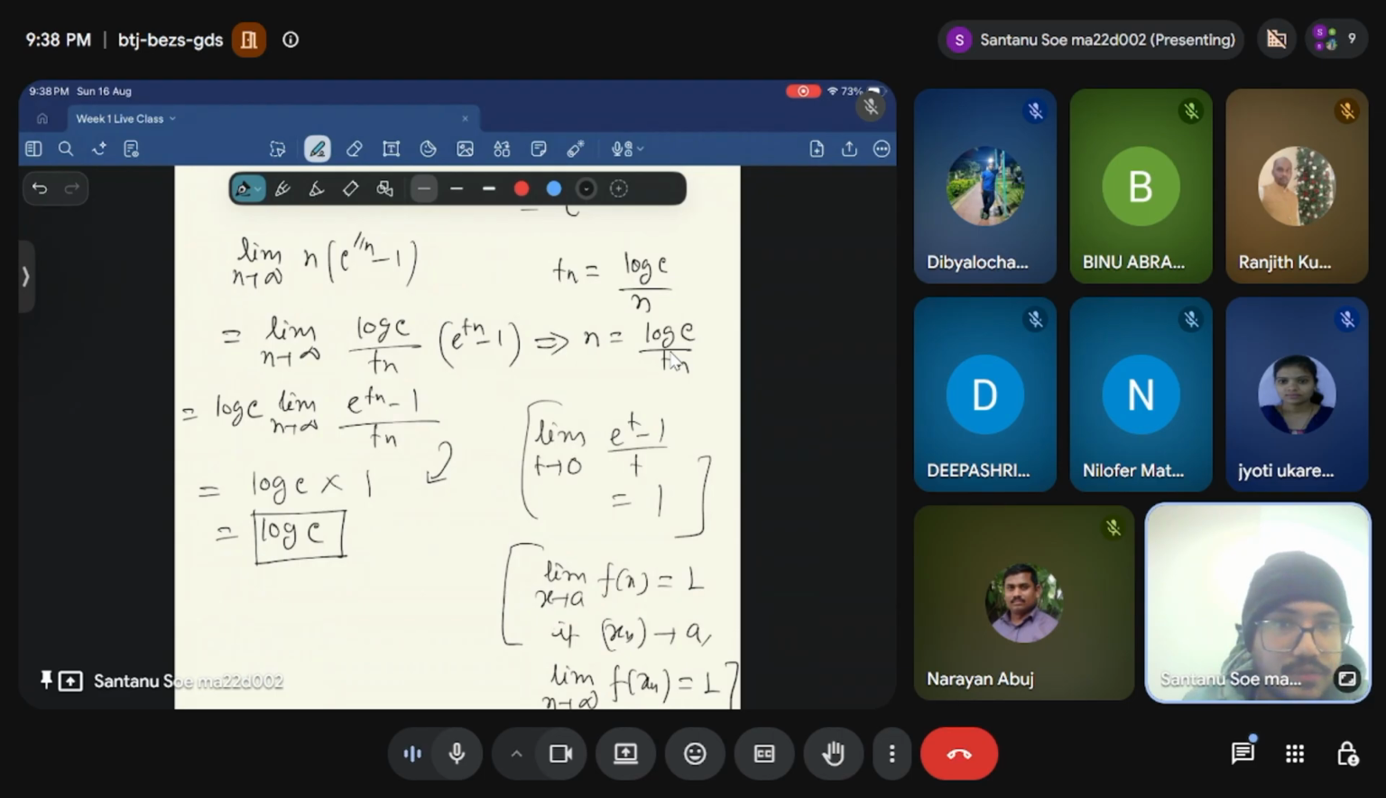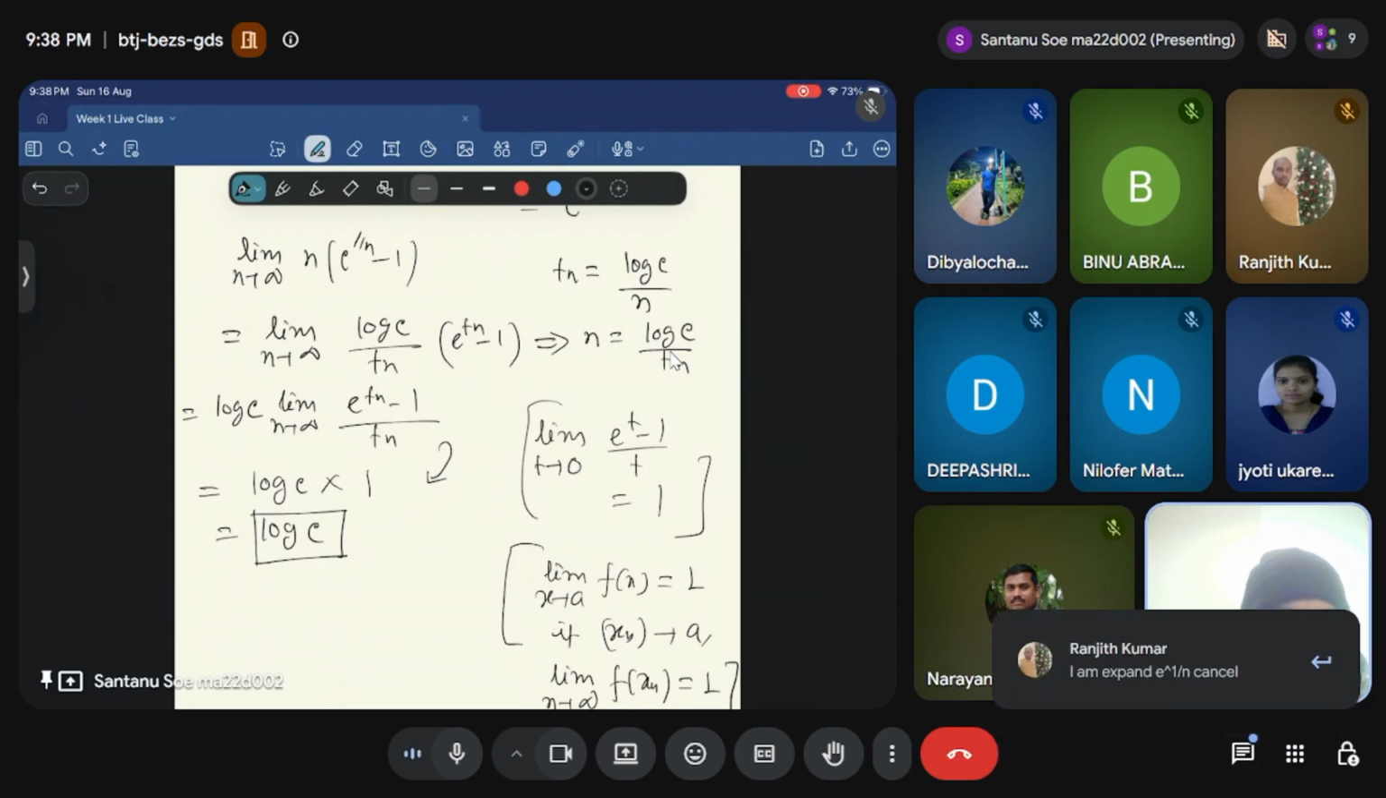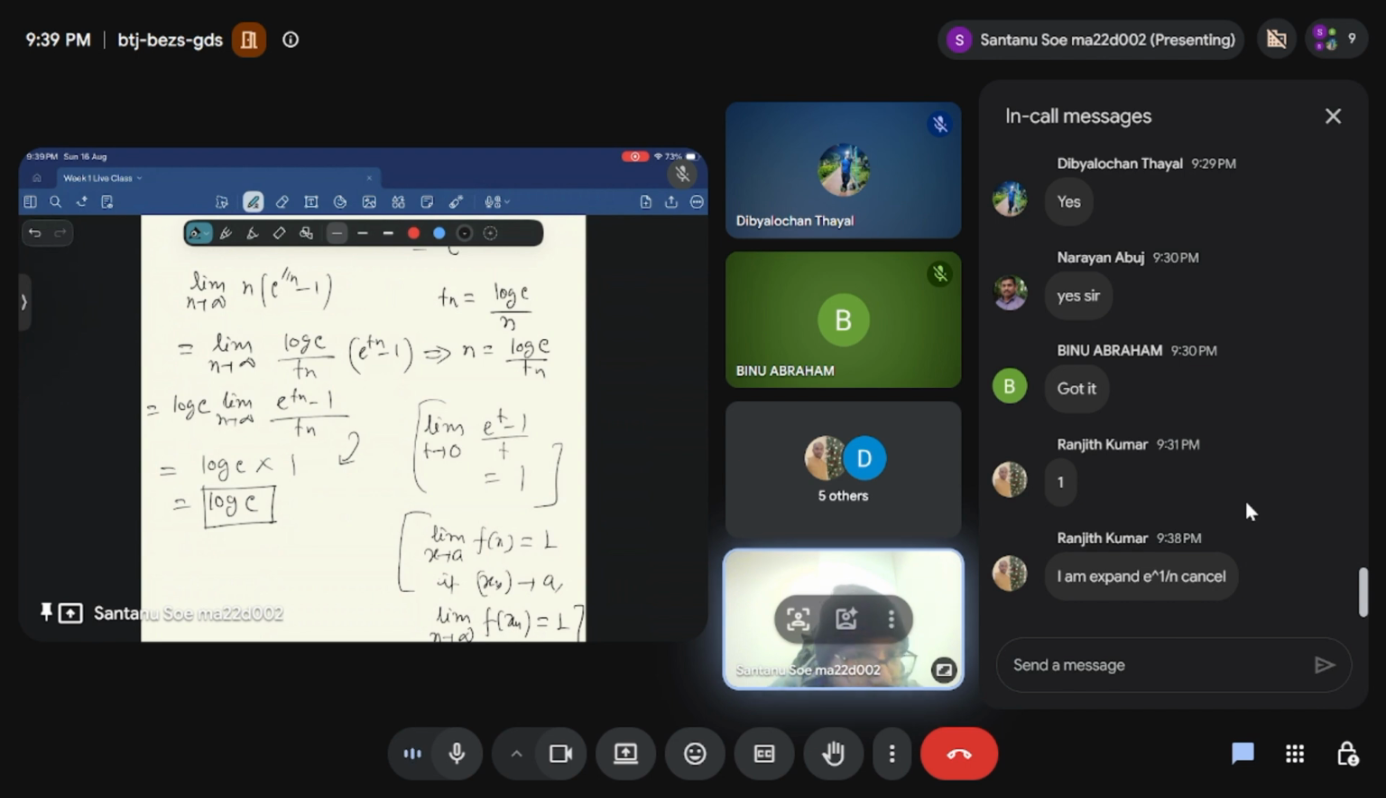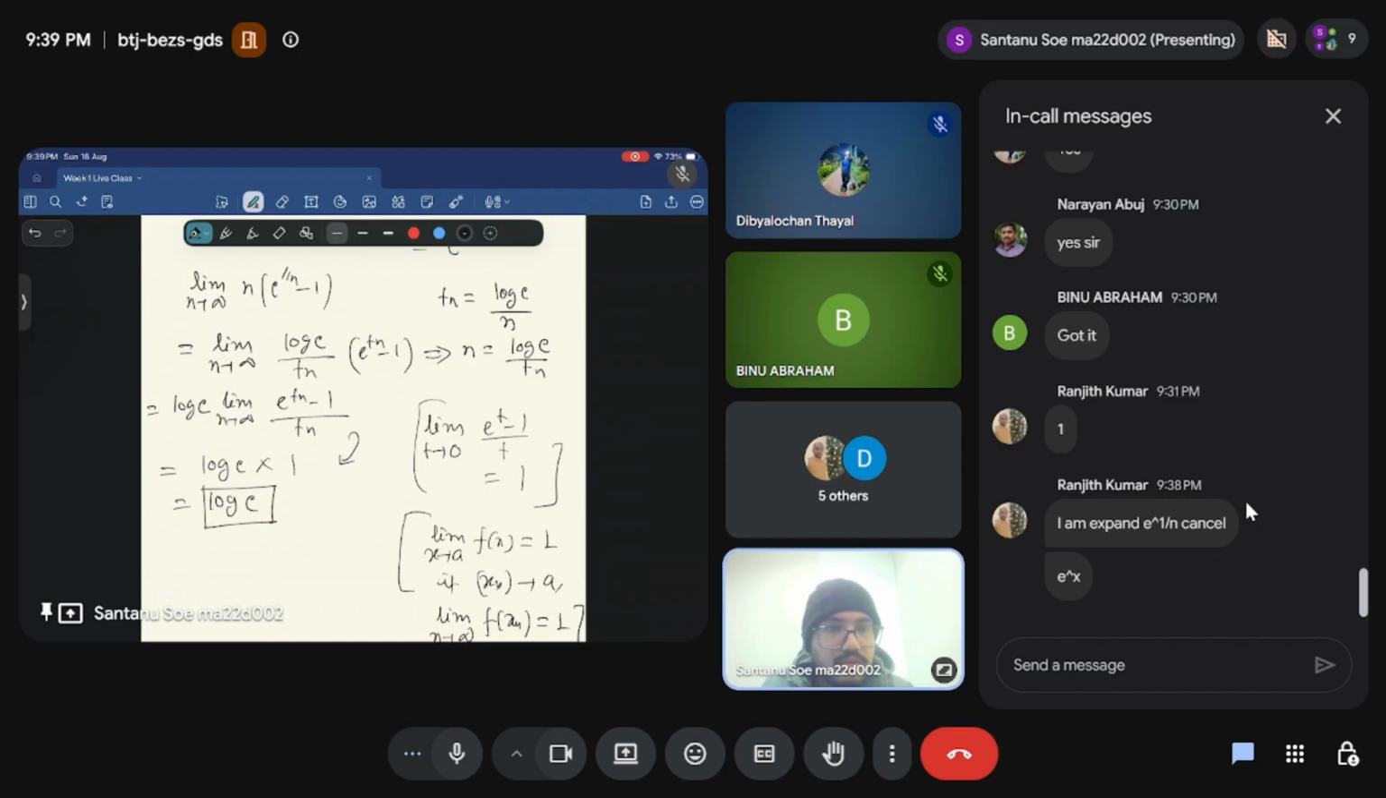And there is another approach, that you take c to the power 1 by n to be... I don't understand what he said, Ranjit. I am expanding e to the power 1 by n and cancel. I mean, you're saying that you are expanding c to the power 1 by n? I don't understand how you cancel out.